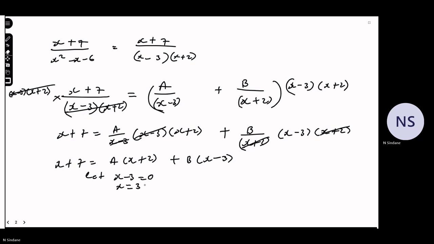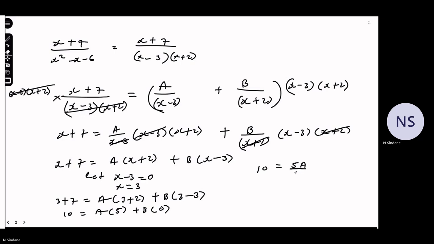Now, when x is 3, 3 minus 3 is going to be 0. Let's substitute. Where there's x, we substitute 3: 3 plus 7 is equal to a into (3 plus 2) plus b into (3 minus 3). Then 10 is equal to a into 5, plus b into 0. b is out. I'm left with 10 is equal to 5a. Divide by 5, and the value of a will be 2. That is how we eliminate b.